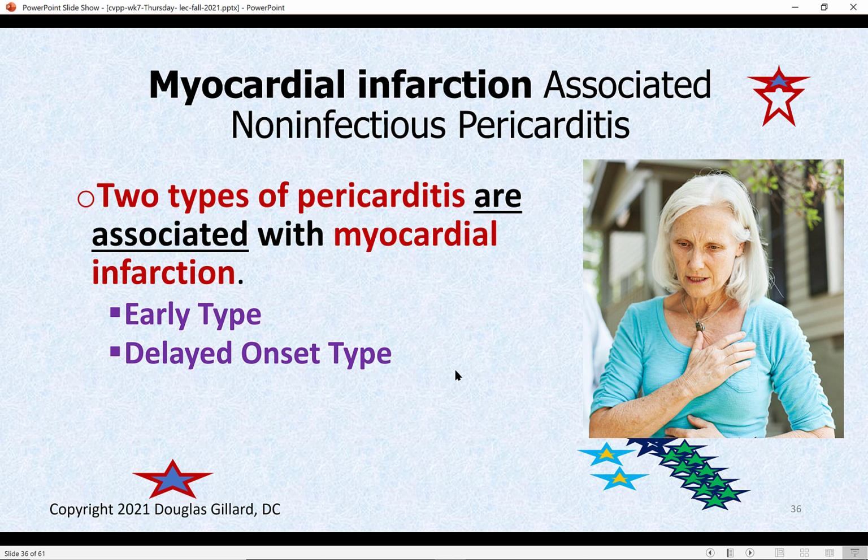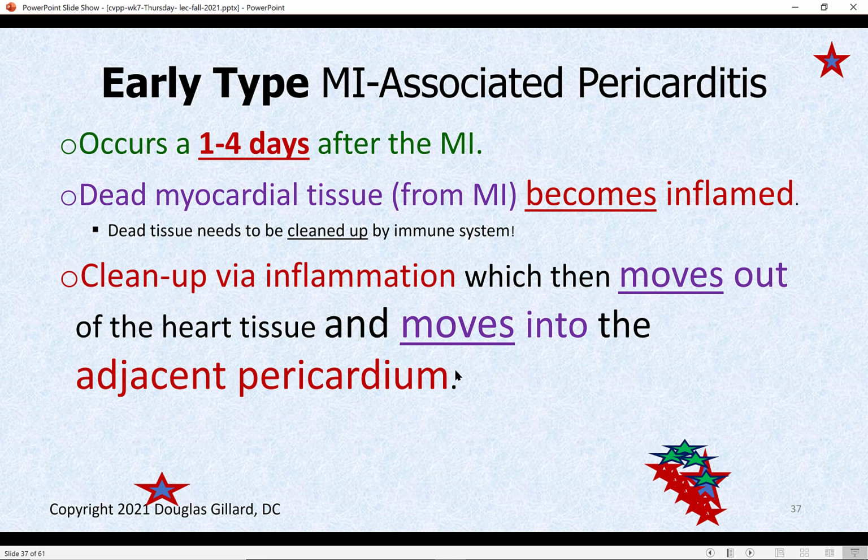There's actually two types of myocardial infarction associated non-infectious pericarditis. There's an early onset, which usually occurs in the hospital, and then there's this weird Dressler's syndrome, this delayed onset non-infectious pericarditis. So let's talk about the early one first. It usually occurs 1 or 2 days after a myocardial infarction occurs.